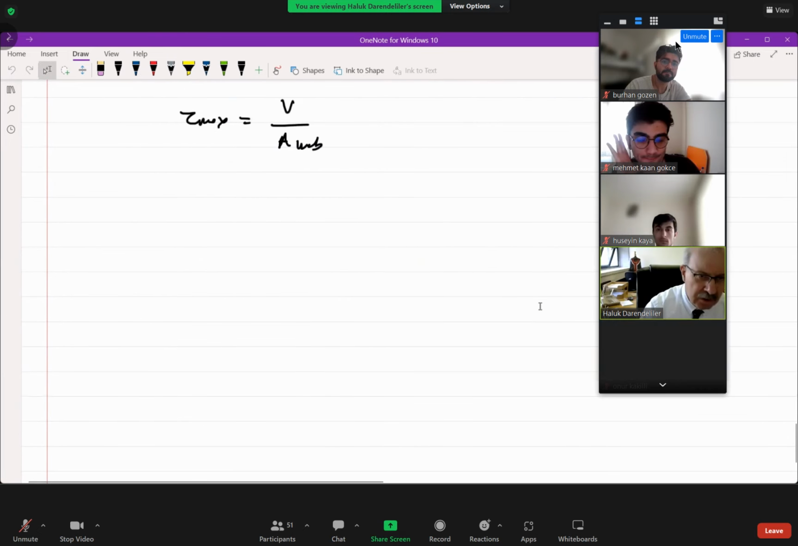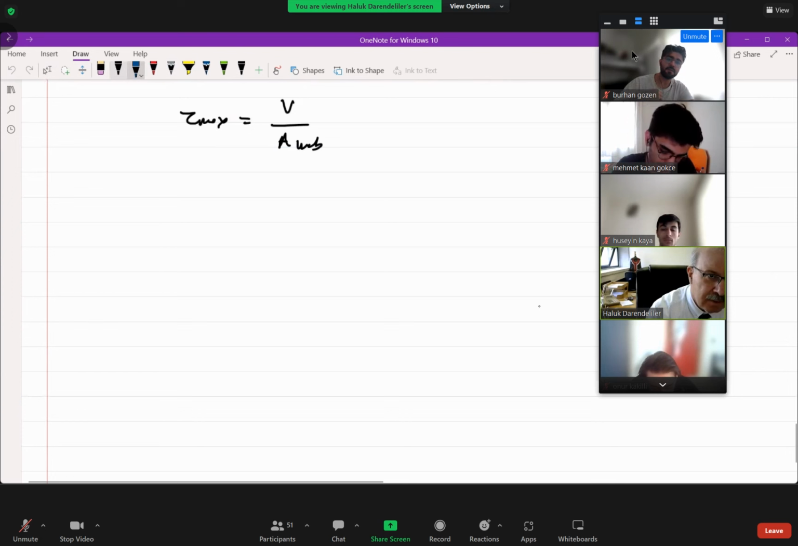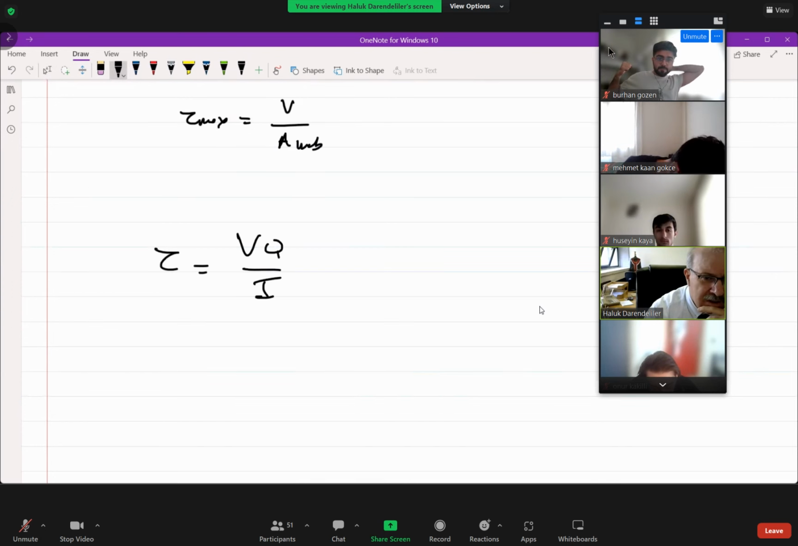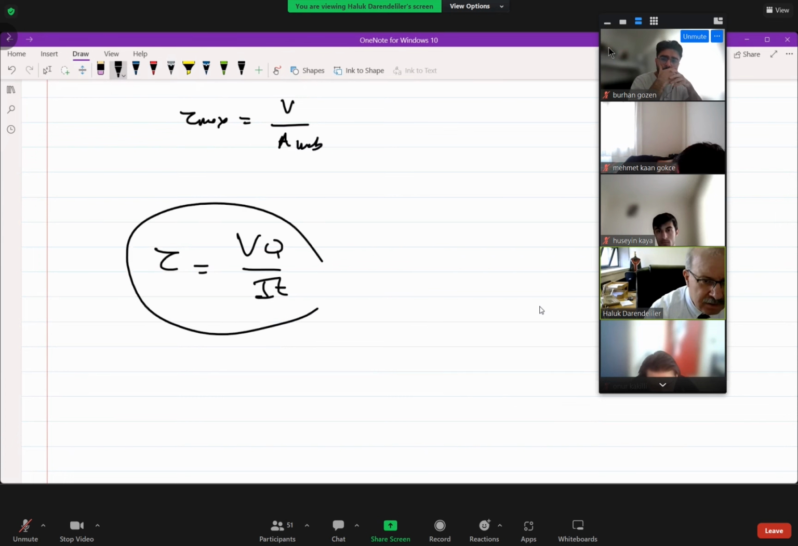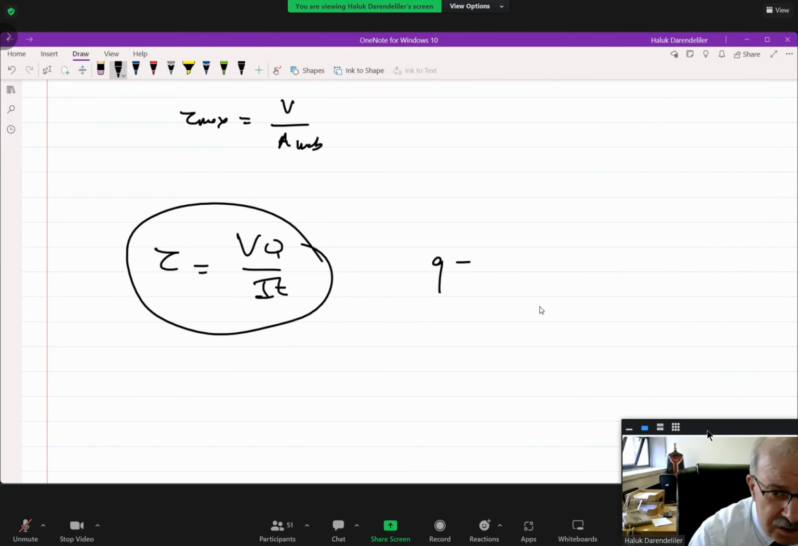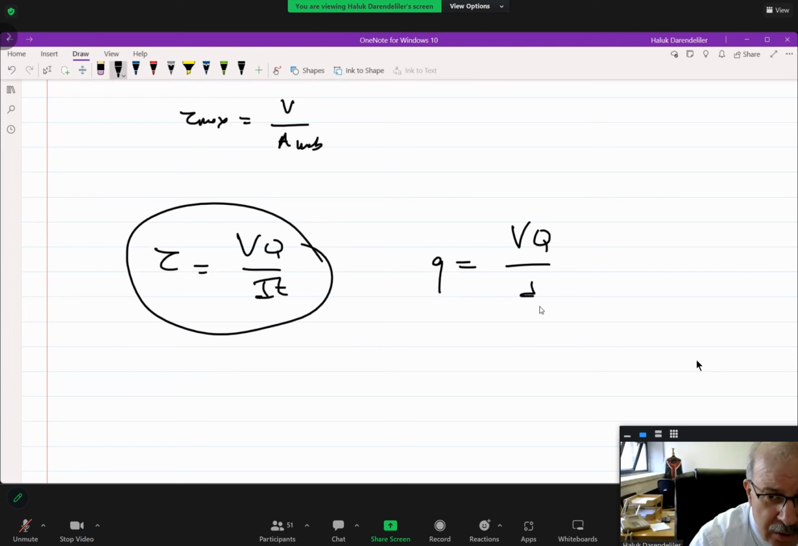We learned two equations at the end. One of them is the stress equation. We have Q over IT without referring to any coordinate system in basic. The other one is the shear flow. This is the stress equation. This is the shear flow, which is VQ over I.